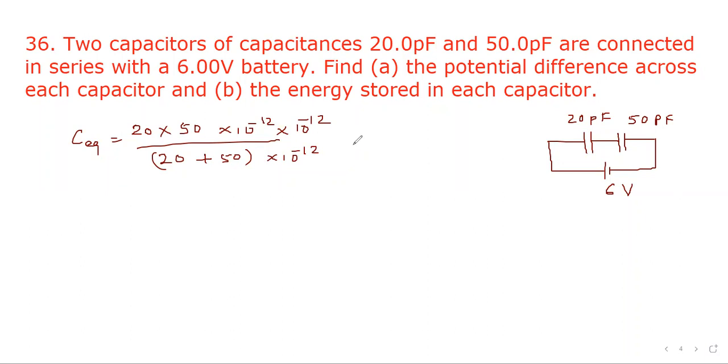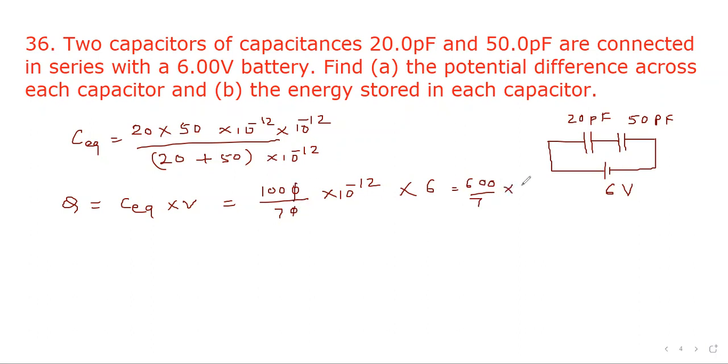So this is C. Now we have to find out the charge. So Q will be equal to C equivalent into V. C equivalent is this much, so this will be 1000 divided by 70 into 10 to the power minus 12. We have to put in the voltage, which is 6. So this will become 600 divided by 7 into 10 to the power minus 12 coulomb.